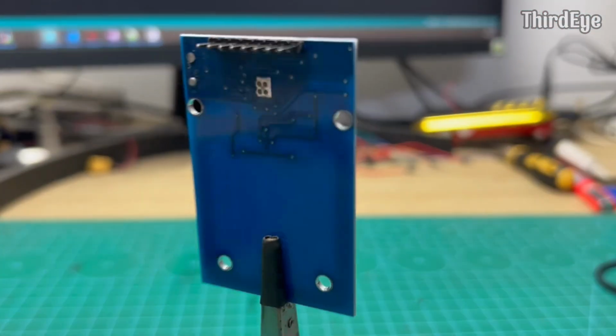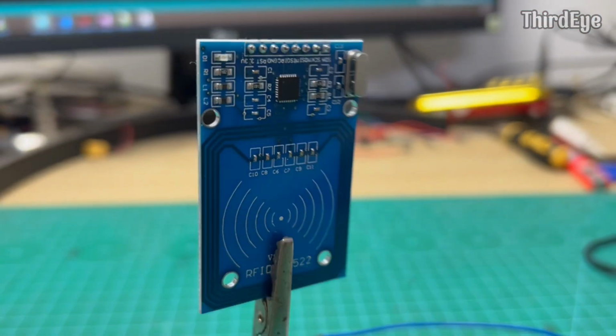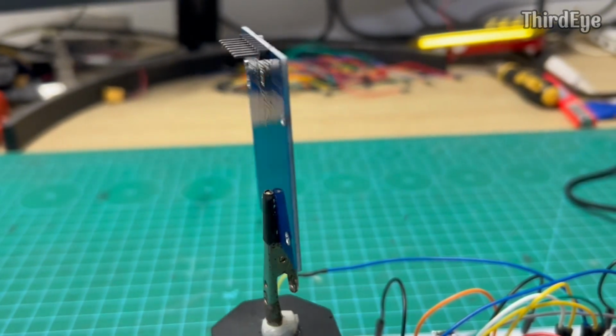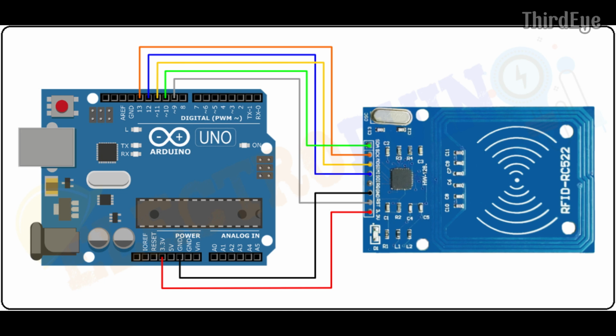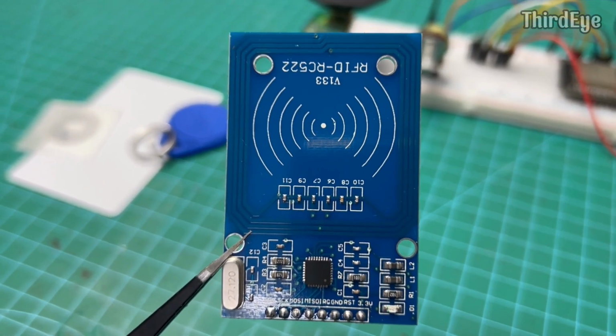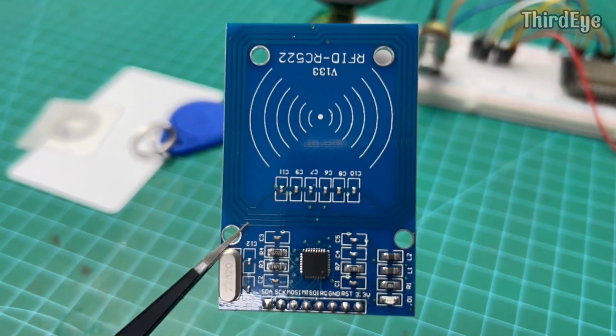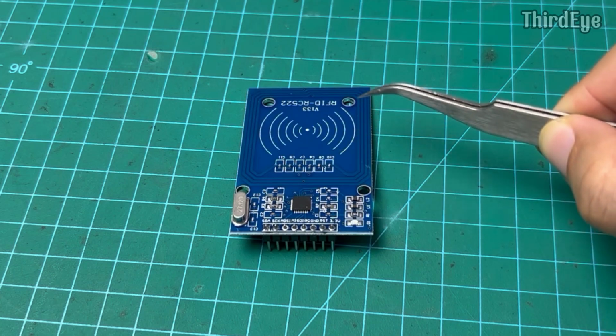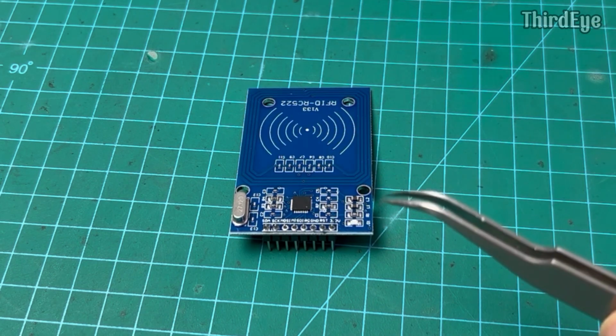The RFID RC522 module is a popular tool for reading RFID tags at 13.56 MHz. It communicates with microcontrollers via SPI, making it ideal for embedded projects. The module consists of the RC522 chip, which handles communication and signal processing, and an integrated antenna coil that generates an electromagnetic field to interact with RFID tags.